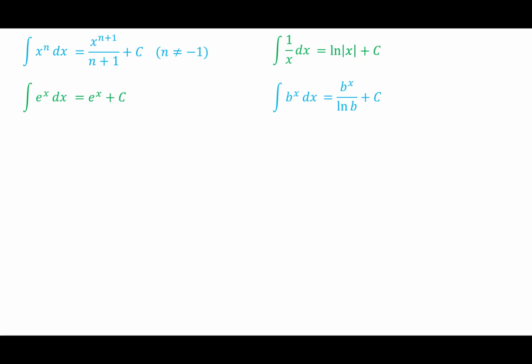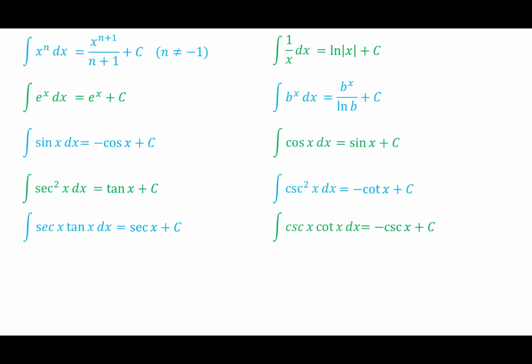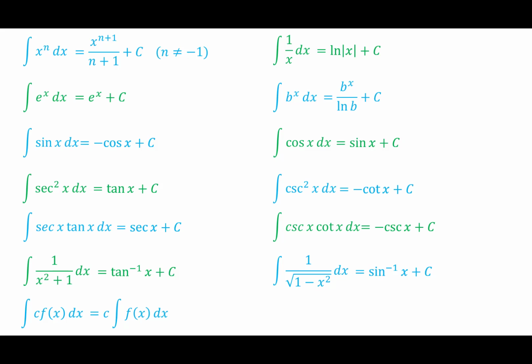The next 6 indefinite integrals should be familiar to you. There are integrals of our trig functions. They are our general antiderivatives of our trig functions. And here's 2 more, where the resulting antiderivatives are our inverse trig functions. Also, the indefinite integral of a constant times a function. Well, we can just pull that constant out and say that's equal to the constant times the integral of f of x. For example, if we're taking the integral of 5x squared, that's equivalent to 5 times the integral of x squared.